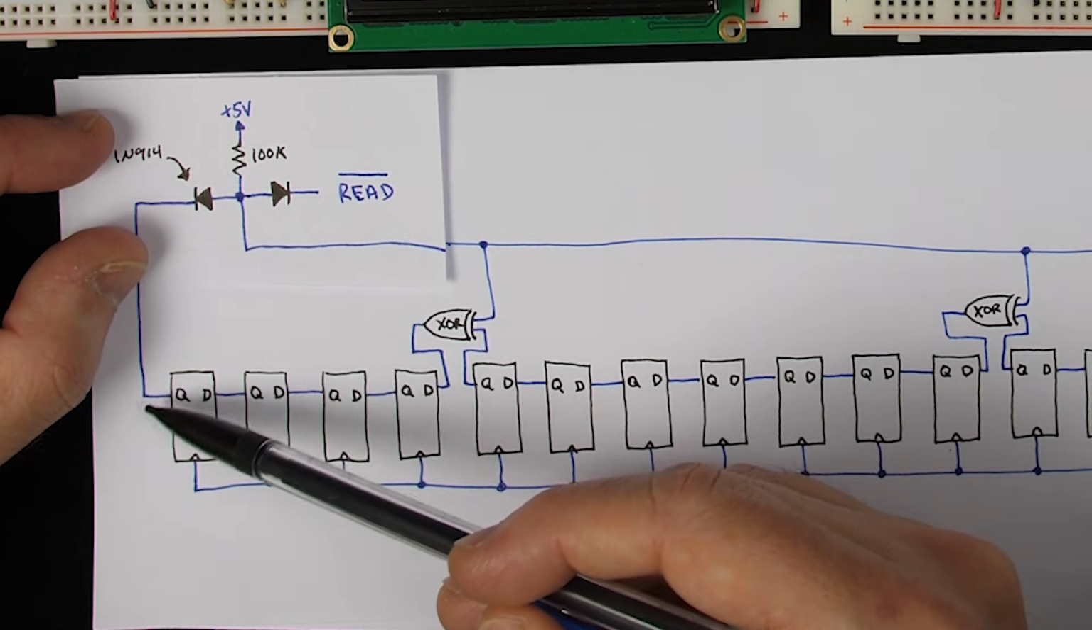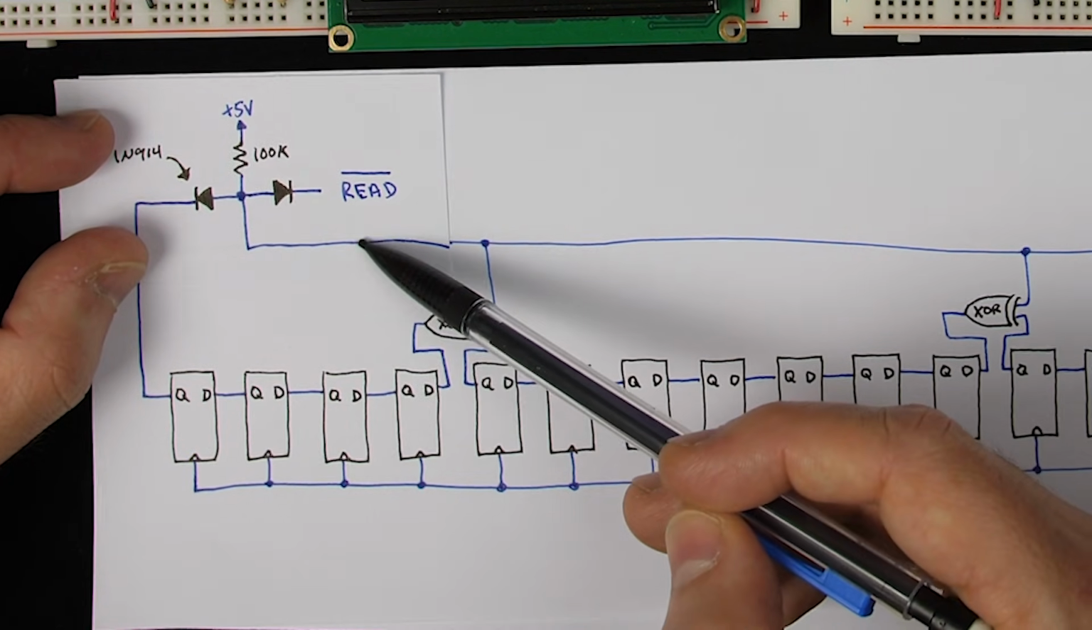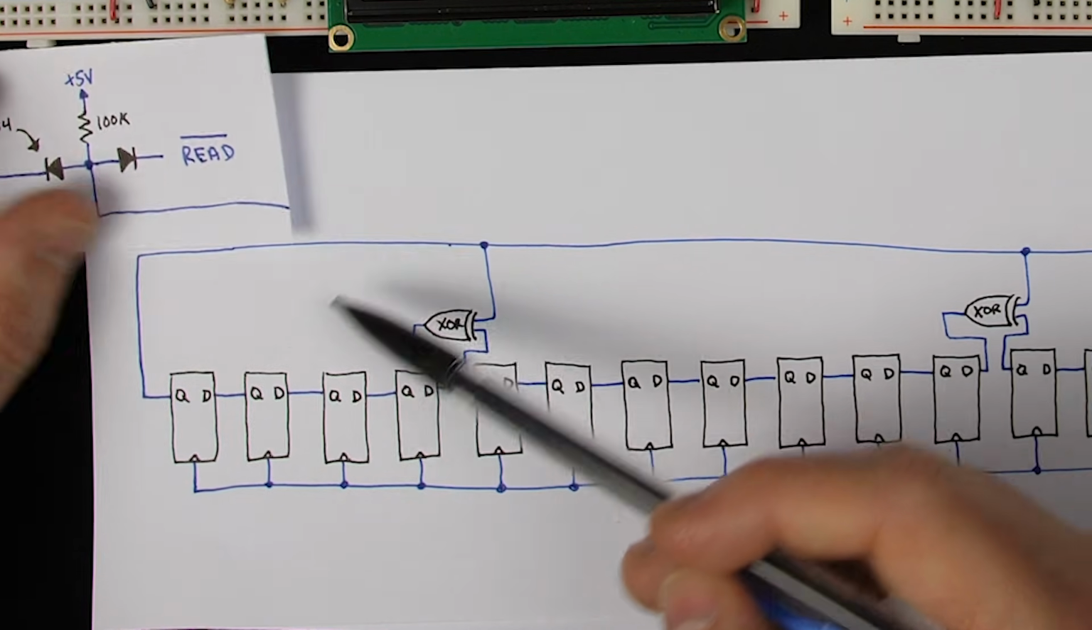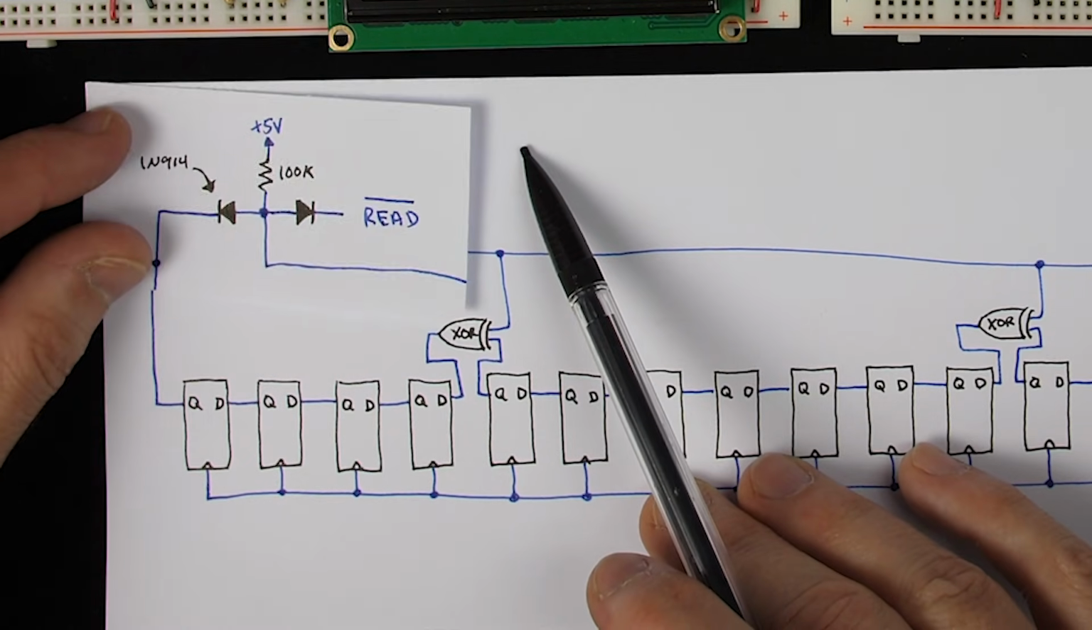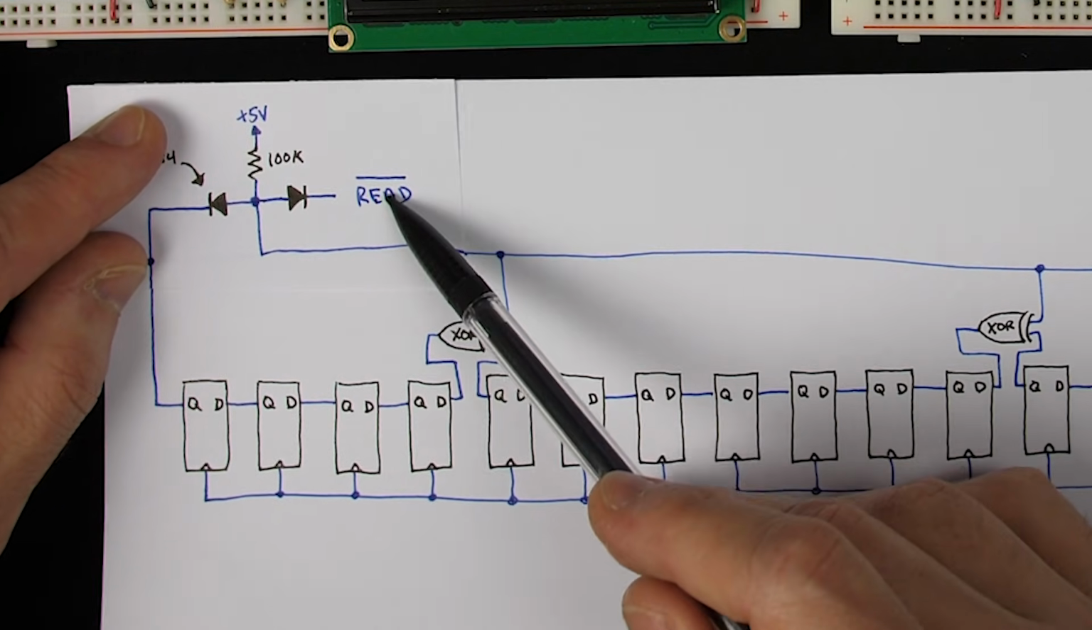So to summarize, if the output here goes low, then this side goes low as well, which again, same as if we just had the wire, right? This is low and it's low. So that's the normal case where this read line is high.